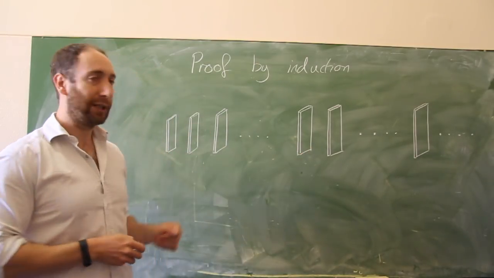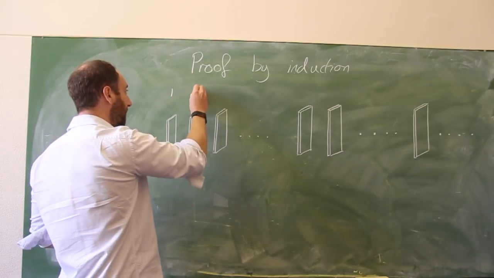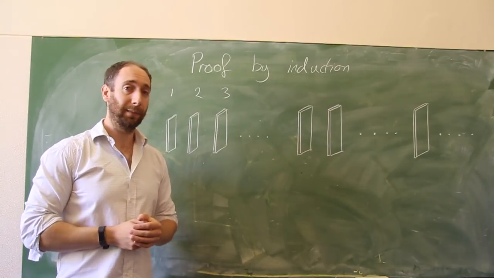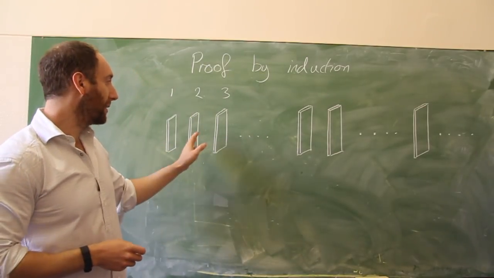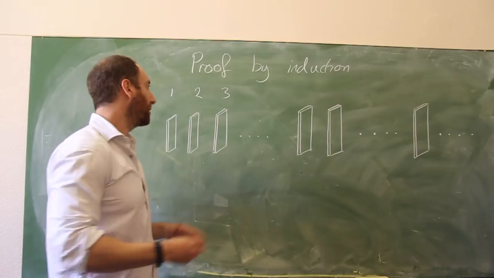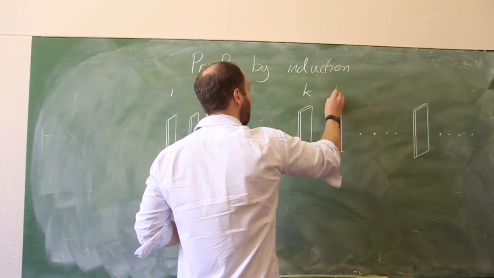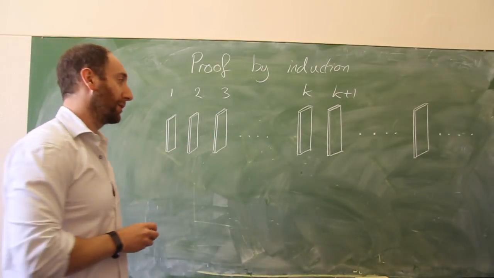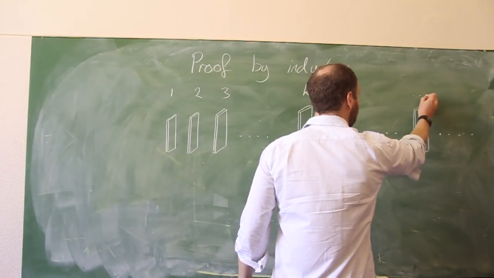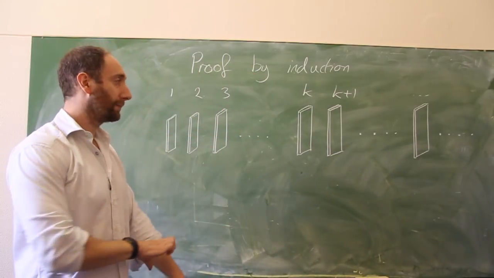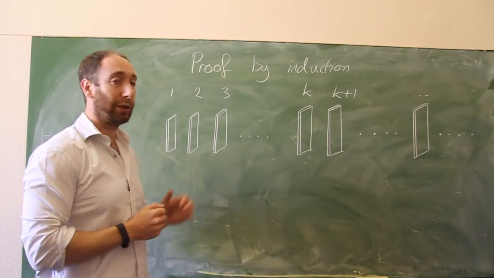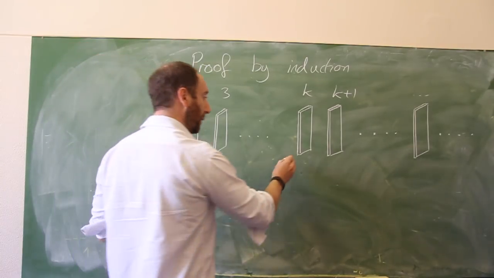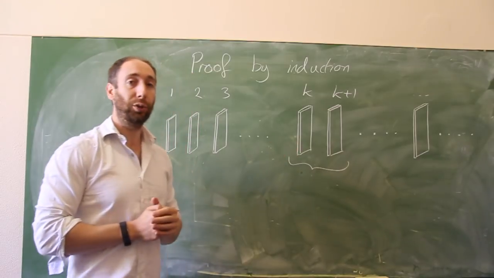So let's label these dominoes. Let's label this domino 1, domino 2, domino 3. Let's say we have an infinite number of dominoes. So we've got dot, dot, dot, and then let's call this just for some k, and this is k plus 1, where k and k plus 1 just label some particular dominoes. Okay. And then we've got some other set here, and it goes on and on and on. So what we want to do is to prove that all the dominoes will fall over. Okay. But in order to do that, we need to look at what happens between two dominoes.